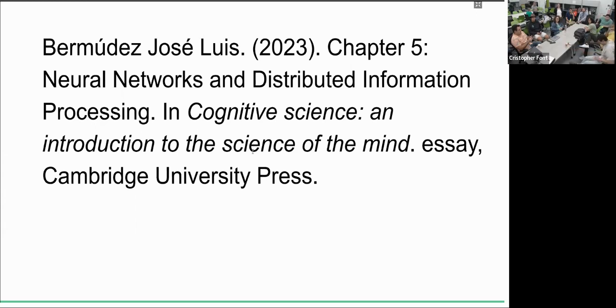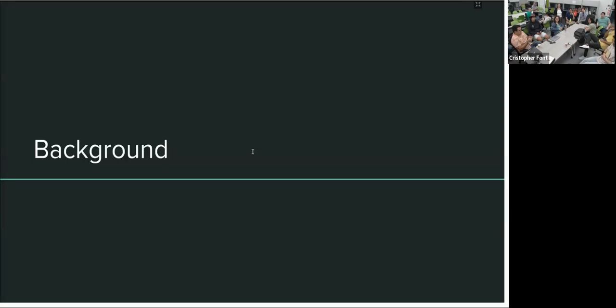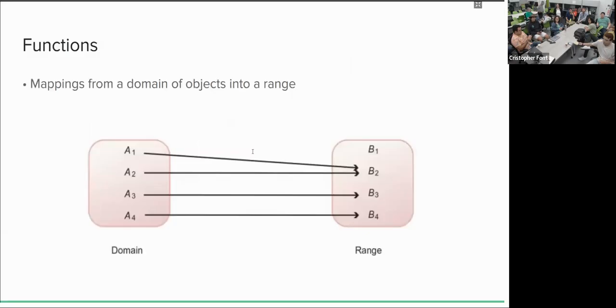Unless otherwise stated, most of the information here is from this book and specifically this chapter. I used a few other resources and they'll be linked at the end. So just a bit of background that you might need as a prerequisite to understand this. At a very basic level, what is a function? If you've taken a pre-calculus class and you've already seen this, the most important feature of functions is that they map one element from the domain to an element from the range, and no element in the domain can be mapped to more than one element.